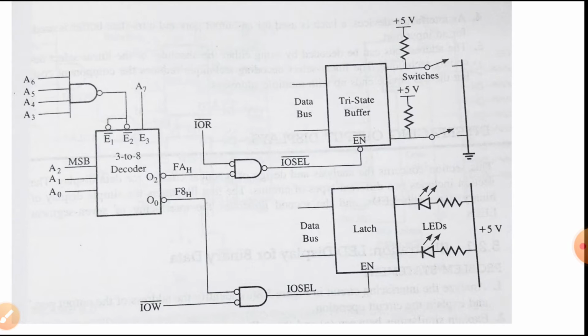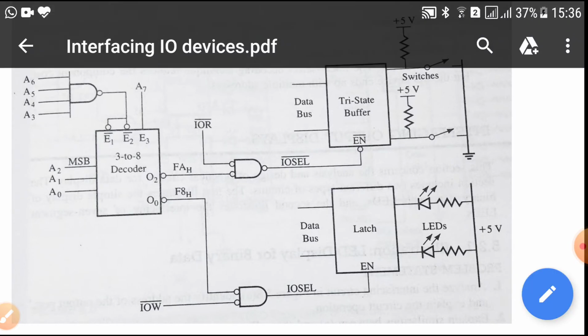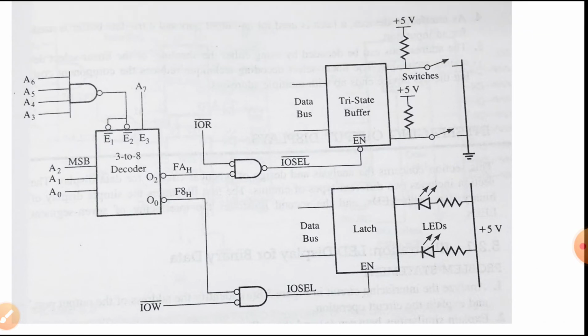Now, it is written F8. Why is F8 the address for the output LED device? Because A3 to A7 should all be equal to 1 if we want to enable the 3 to 8 decoder and find the O0, and A0, A1 and A2 should be 0, 0, 0. It means A7, A6, A5, A4, A3, A2, A1 and A0 will have the values 1, 1, 1, 1, 1, 0, 0, 0, whose output will be equal to F8.